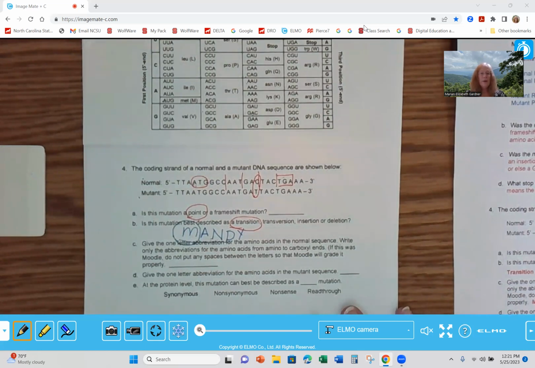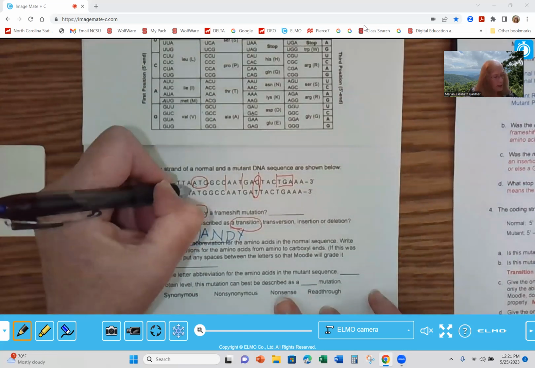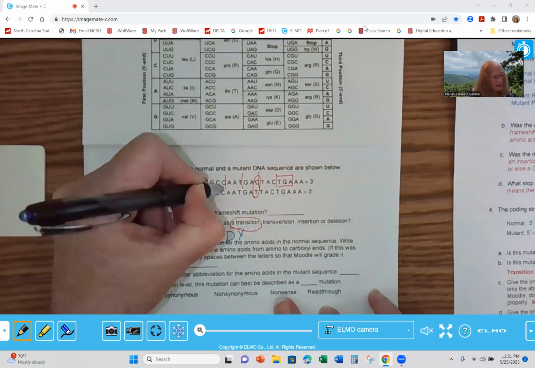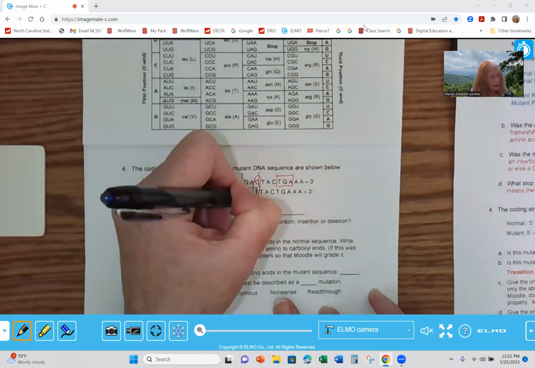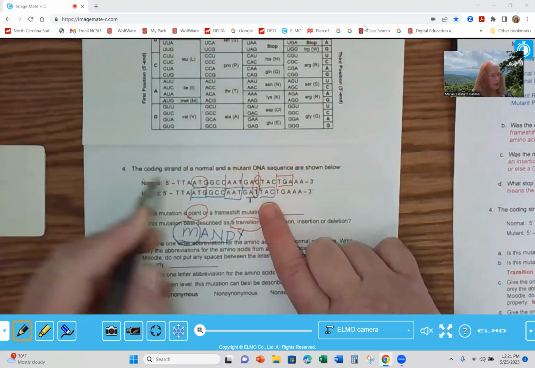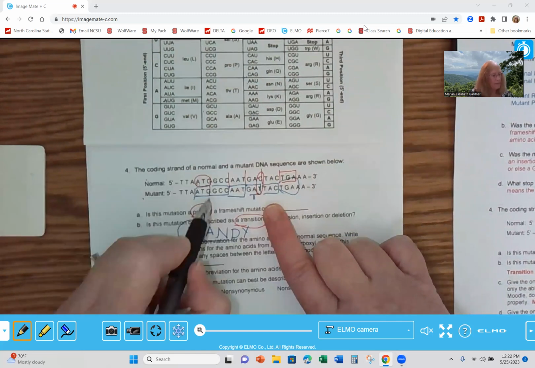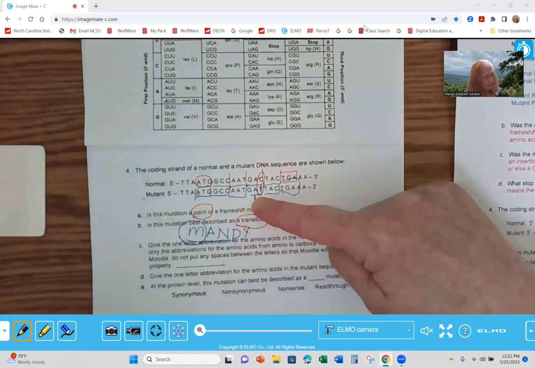And then give the one-letter abbreviations for the amino acids in the mutant sequence. Okay, that's going to be the same. That's going to be the same. That's going to be the same. That one's different. And then these two, that's the same, and that's still a stop. So we know it's going to be MAN.